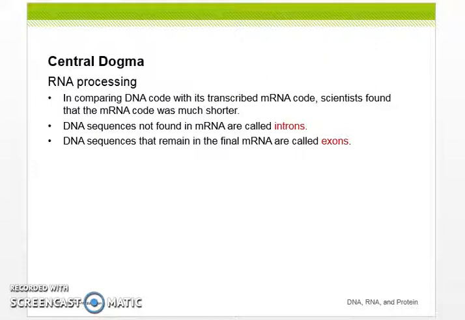Once that happens, RNA processing. In comparing DNA code with its transcribed mRNA code, scientists found that the mRNA code was much shorter. DNA sequences not found in messenger RNA are called introns, and DNA sequences that remain in the final messenger RNA are called exons.